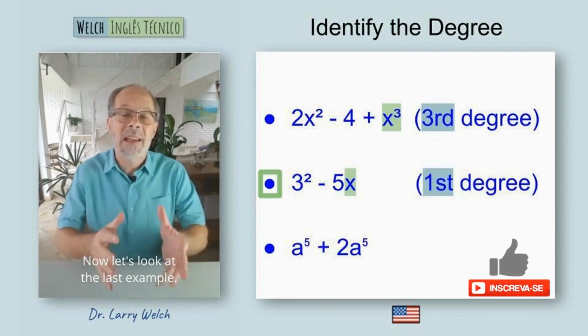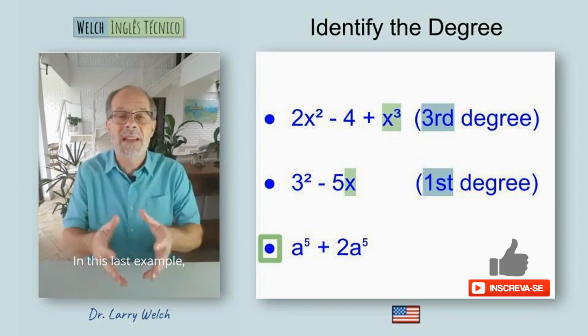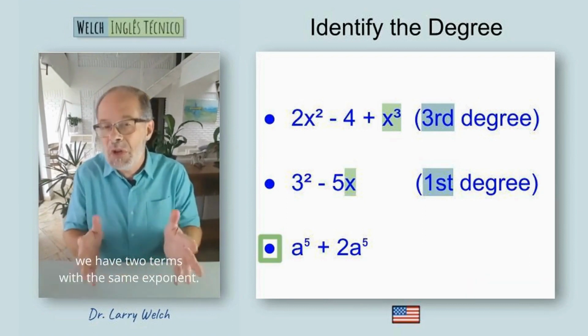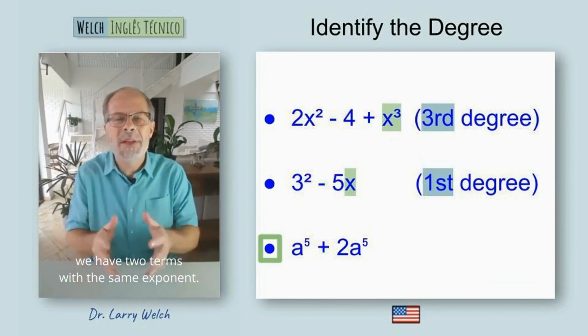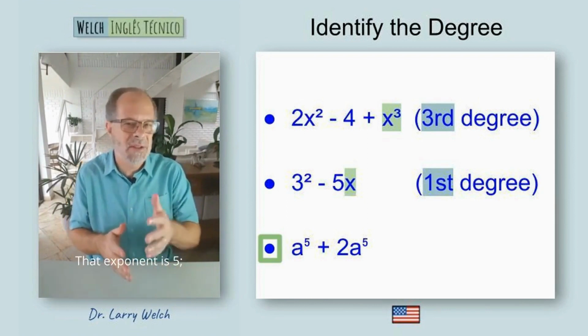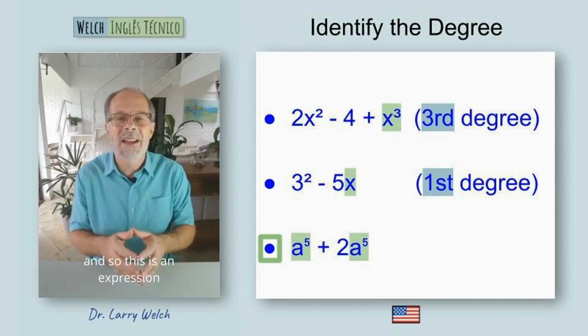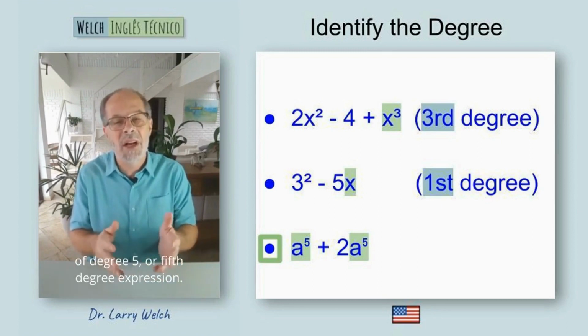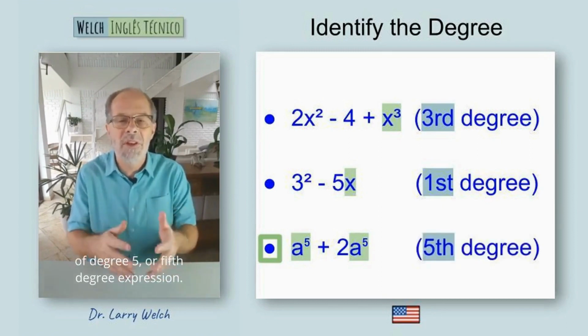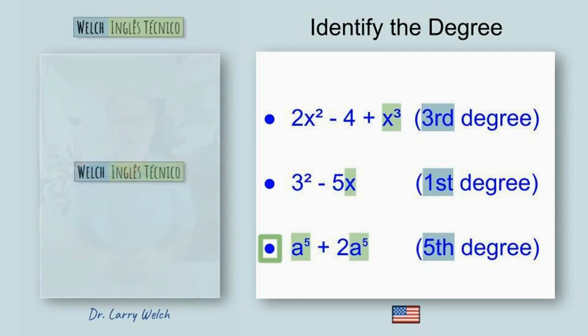Now let's look at the last example. In this last example, we have 2 terms with the same exponent. That exponent is 5. It's the exponent of a variable. And so this is an expression of degree 5 or 5th degree expression.